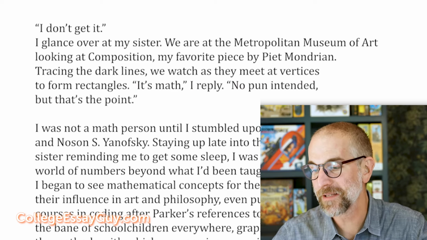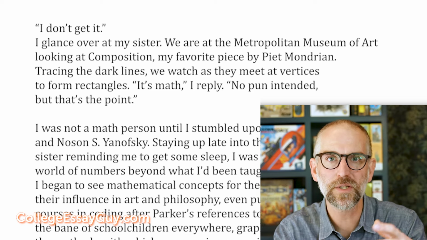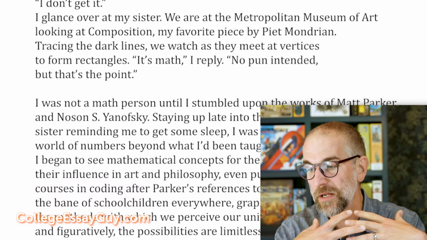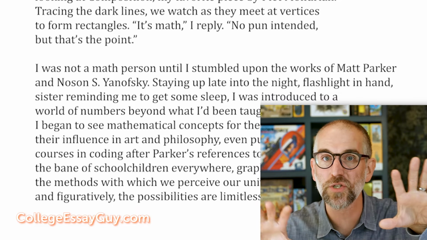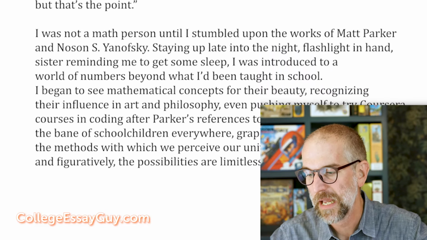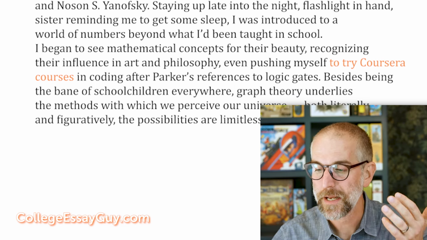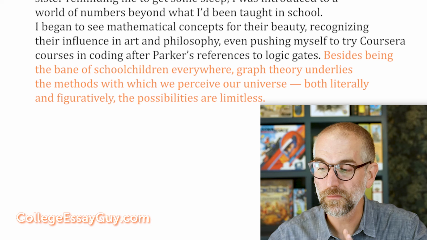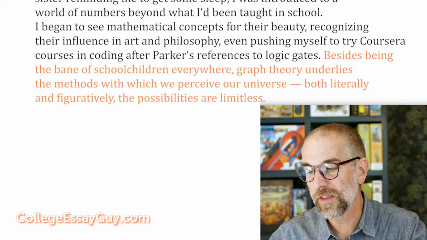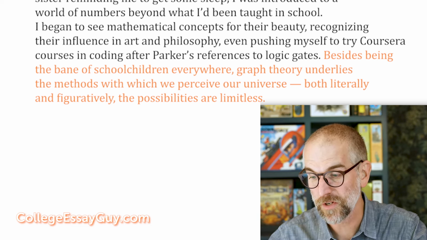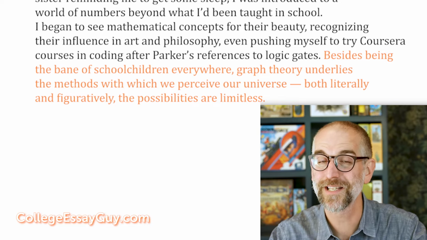So she talks about how math, when she first started, she wasn't really into it. And then she had this aha moment around math. And she started to see how geometry, calculus, it connects to so many different things, including art and philosophy. And it kind of blew her mind. She started to take Coursera courses. And she says at the end, "Besides being the bane of school children everywhere, and maybe my family at the dinner table, graph theory underlies the methods with which we perceive our universe. Both literally and figuratively, the possibilities are limitless." So boom, math blows my mind. Lots of specifics, including specifically how math blows her mind. And she demonstrates essentially, I'm going to be able to do Dartmouth level work.